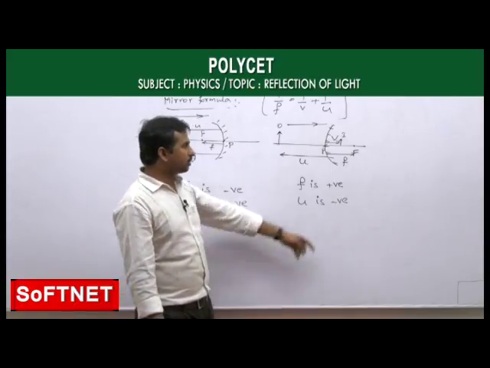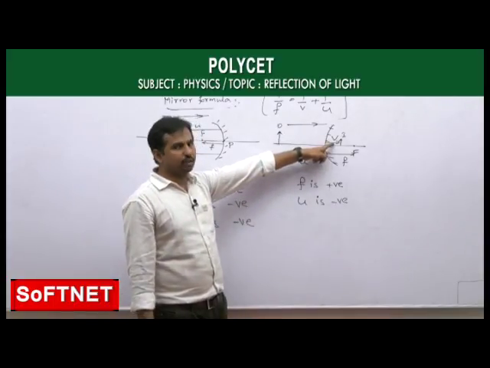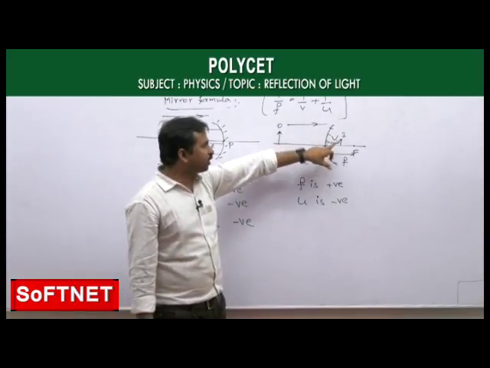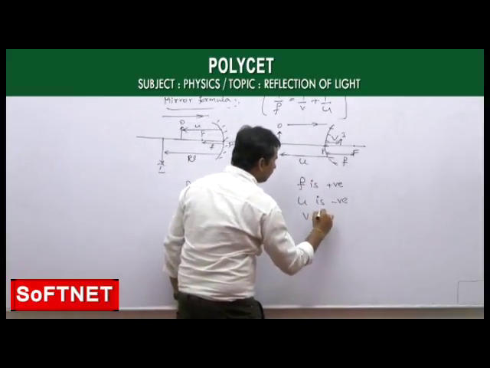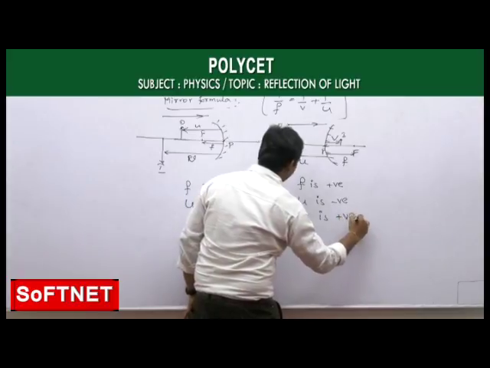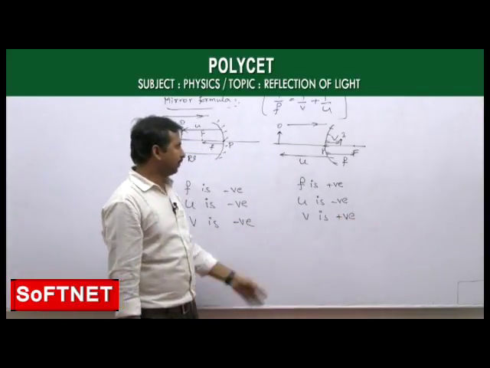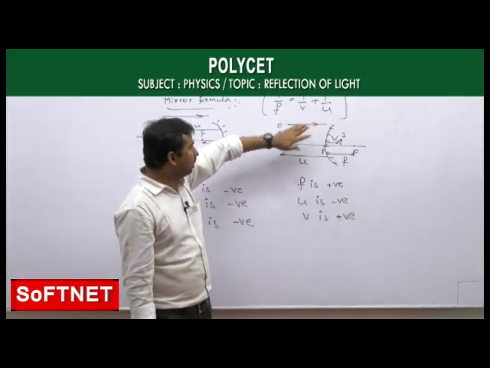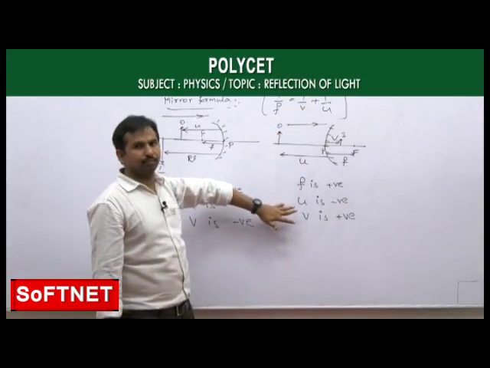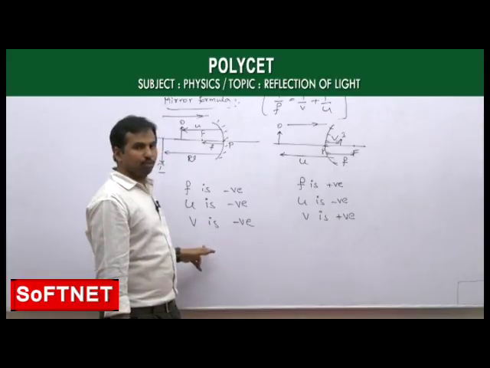Whereas in the case of v, the image distance is taken in the direction of the incident ray. As both are in the same direction, v is also positive here. So f is positive, u is negative, and v is positive in the case of a convex mirror. Okay, and this is for the concave mirror.